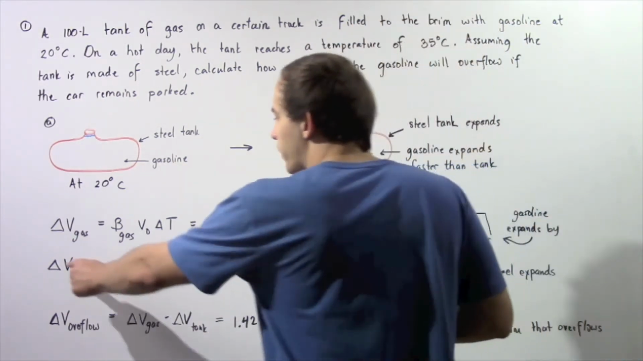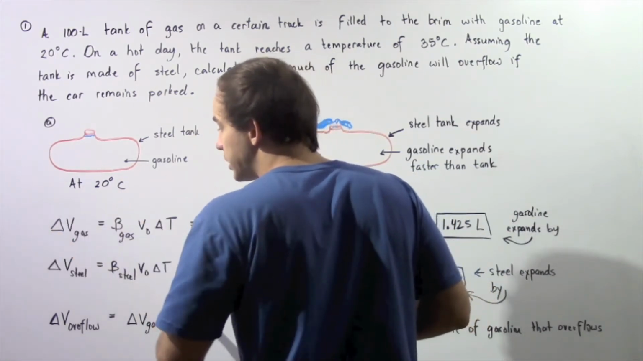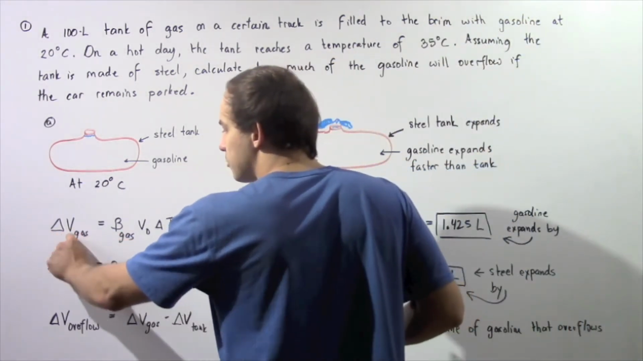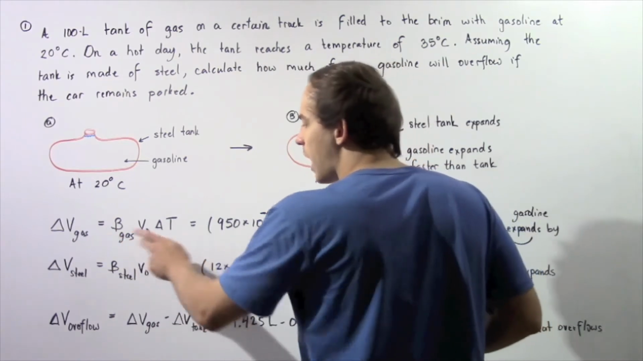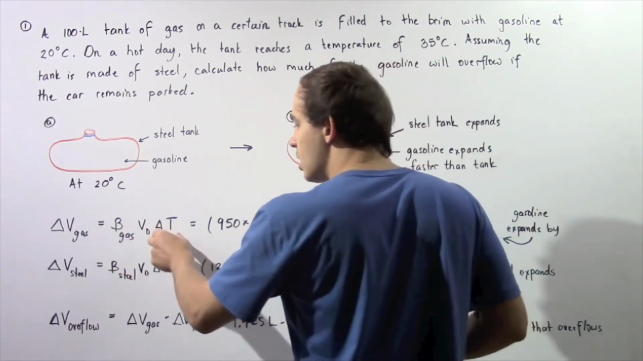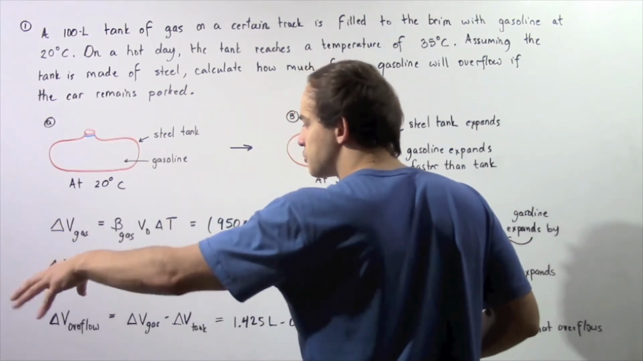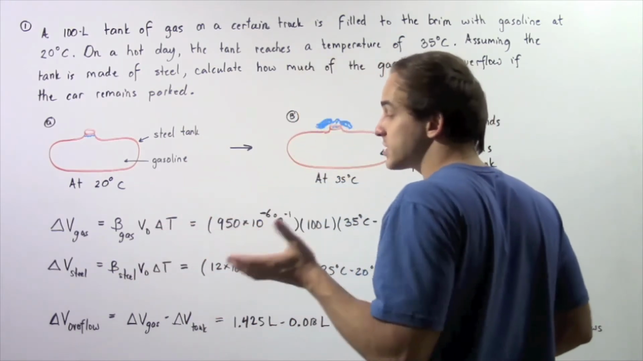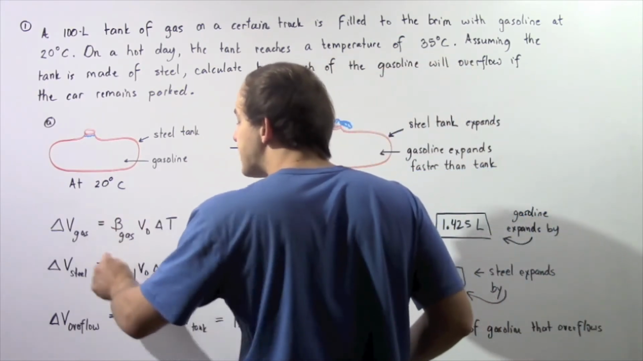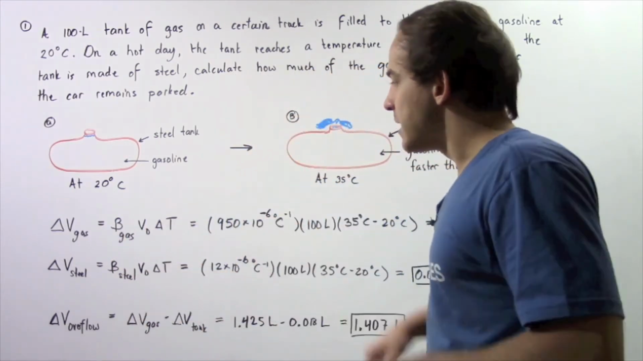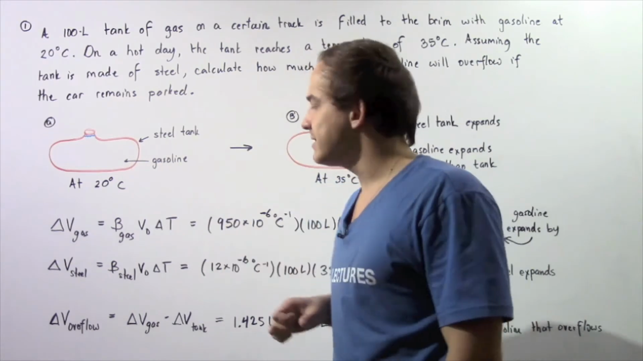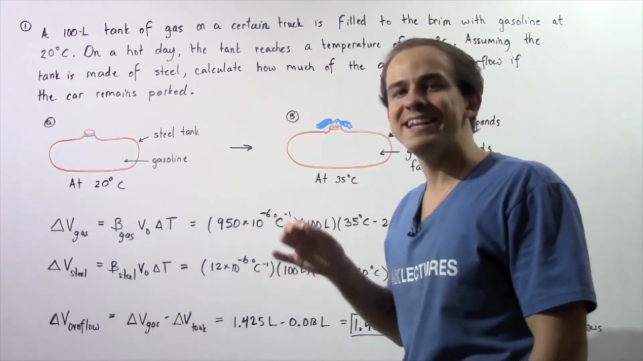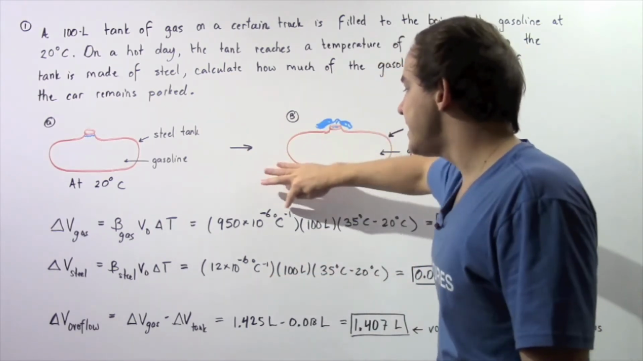So let's begin. We need to use the following equation for thermal volume expansion of liquids. The change in volume of the gasoline is equal to the product of these 3 factors. We have the change in temperature, the final temperature minus the initial temperature, multiplied by the initial volume of our object or substance, multiplied by the coefficient of volume expansion. Now, this value we can look up in a textbook or online, and it turns out to be 950 times 10 to the negative 6 Celsius to the negative 1.